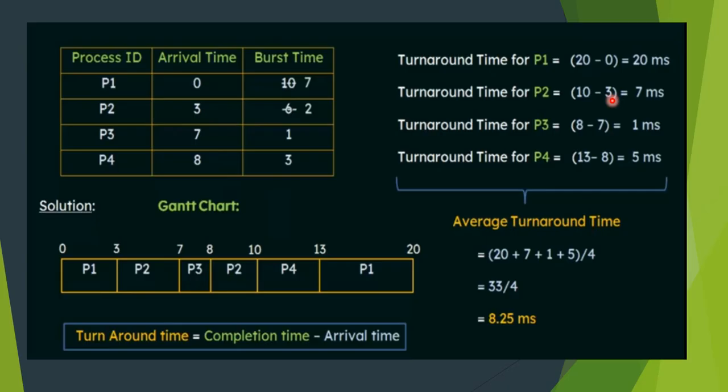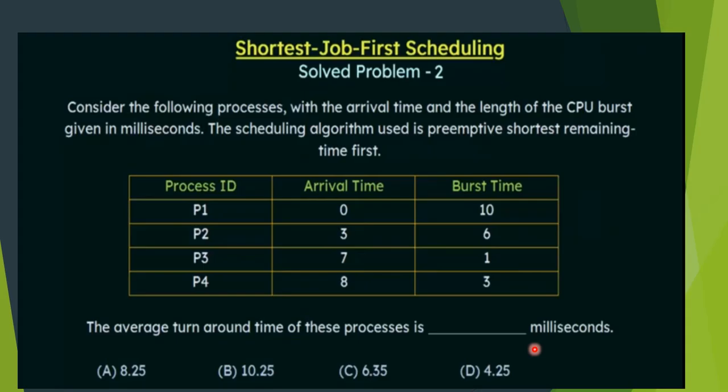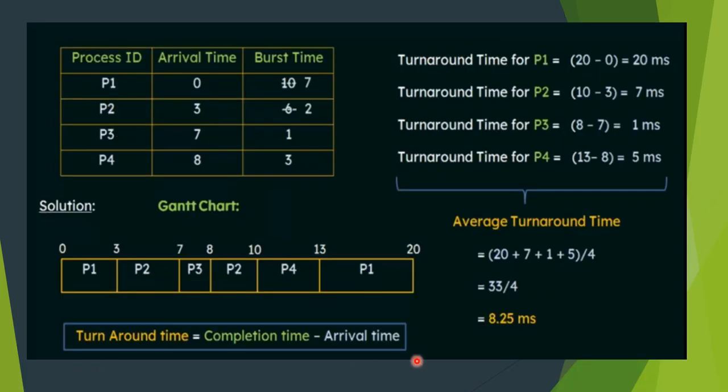which was basically 3, and so you get 7, and then the rest. So by adding them up, you divide by the total number of processes, which is 4, and you get our answer, which is 8.21, and that's why alternative A was the correct answer according to this scenario.